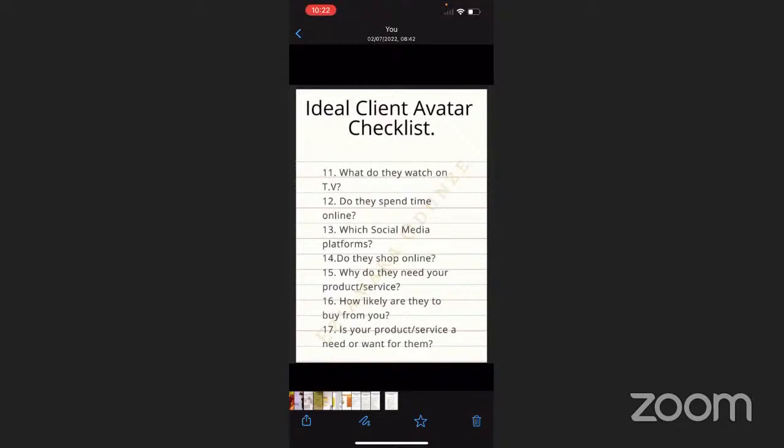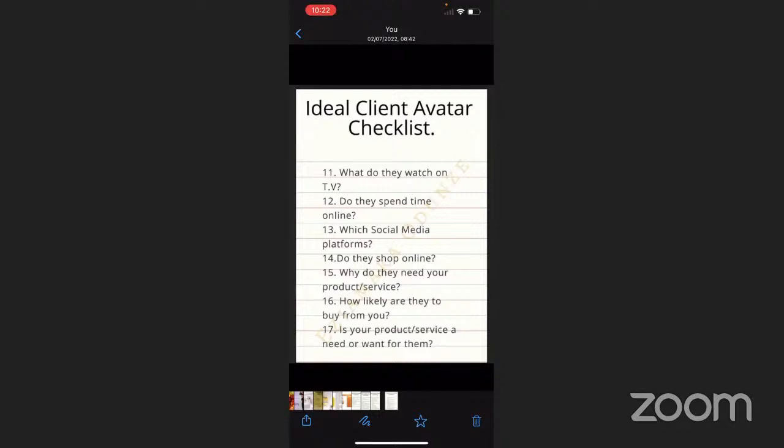What do they watch? They watch American movies on TV. I really don't know those Nigerian TV stations much. She spends time online. As a lawyer, she spends time online, and she uses social media platforms like Facebook, Instagram, and she uses TikTok too.